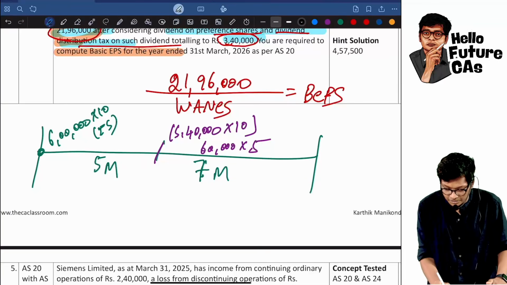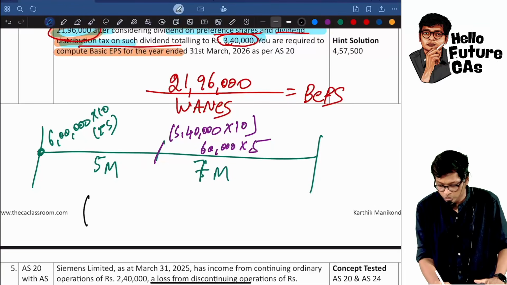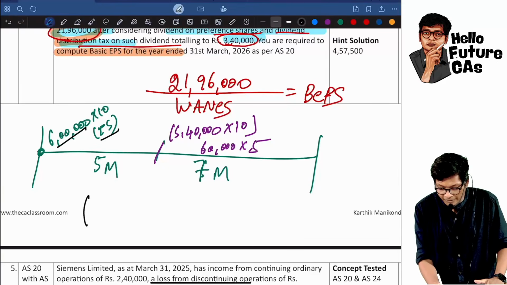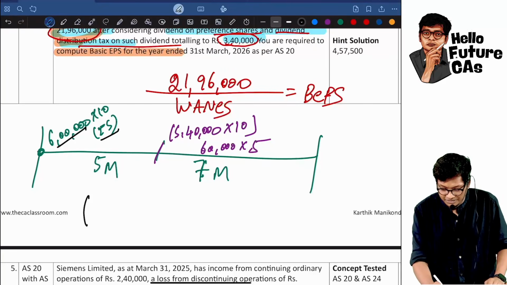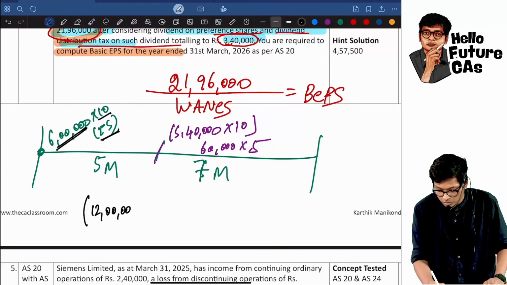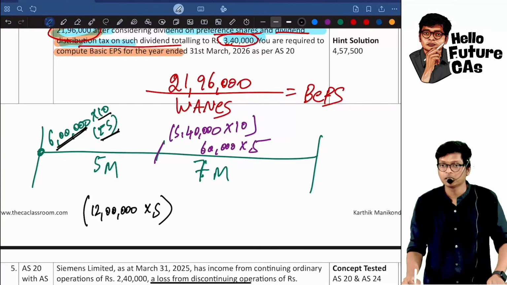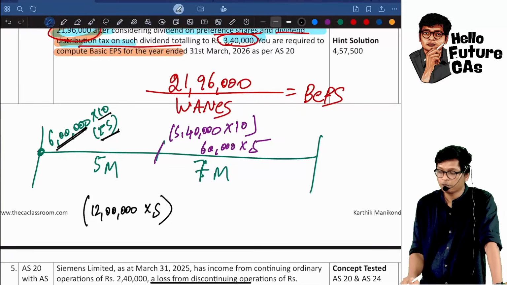First 5 months, I am doing on time basis, correct? So I have to convert to 5 rupees per share. How to convert 6 lakh shares of 10 into 5 rupees per share? Can I say it is 12 lakh shares into 5? Hello? Are you following, guys?